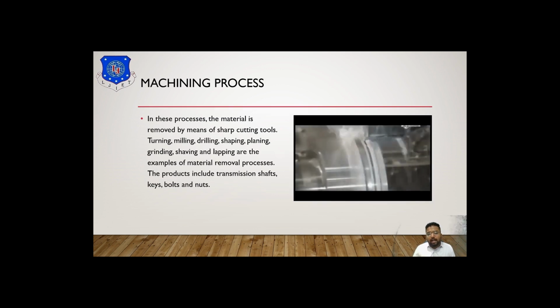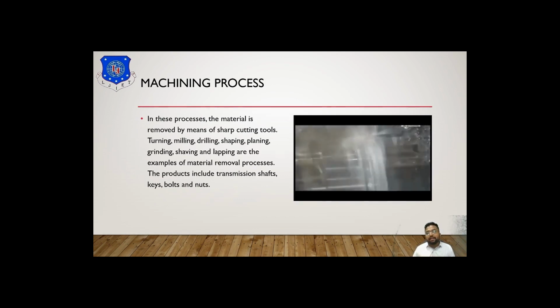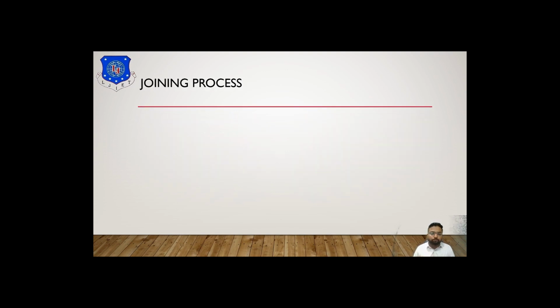Here I have put a video for our information on how this machining process takes place. In this machining process, we are manufacturing a piston with the help of the turning process. In that, excessive material is removed from the face of our piston.